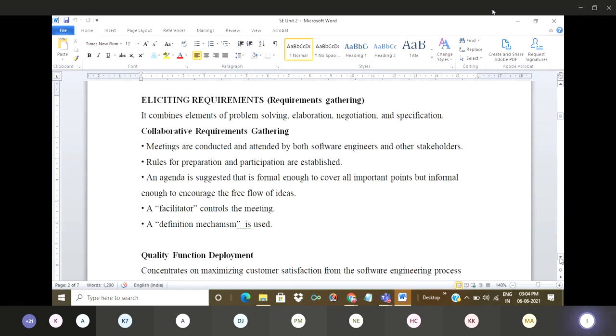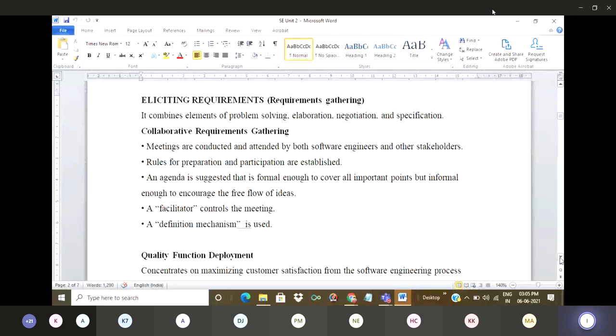Next is eliciting requirements. In other words, we can call it requirement gathering, along with elaboration, negotiation, and specification. The material I have taken from the textbook, and I have simply given it.